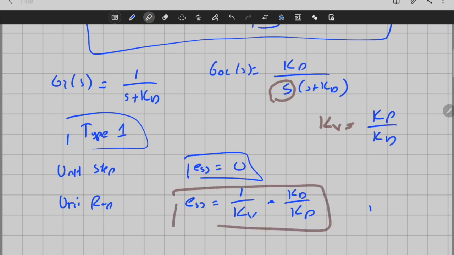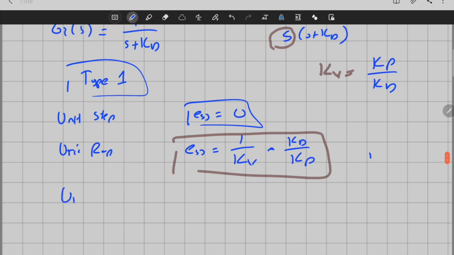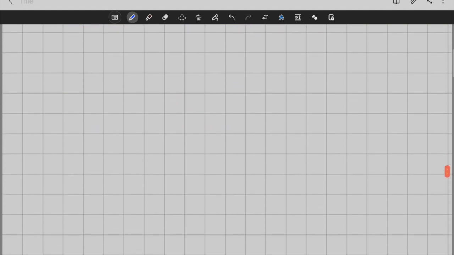So the last input type that is given in the problem is unit quadratic. Since it's a type 1 system, for unit quadratic input, the steady state error is simply equal to infinity. So it means that the error will blow up and go to infinity. Okay, that's great. So I have one more example. A couple more examples, and as you can see, these examples are very straightforward.